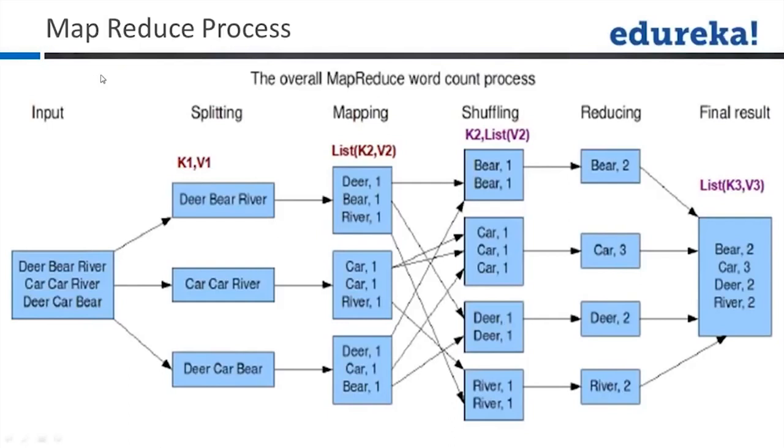Now, does everyone understand this part? Till now, is everyone clear what I'm talking about? This list K2 V2 is clear to everyone? First we created these key values here, K1 V1 values. Yes, yes Avinash.